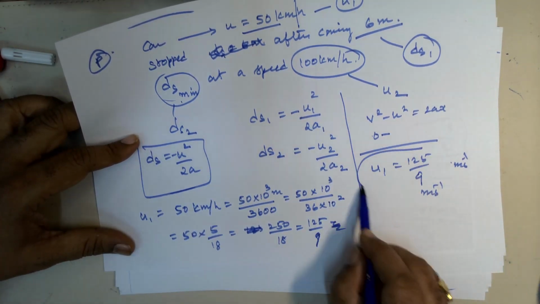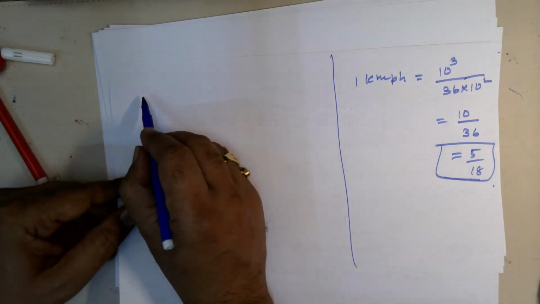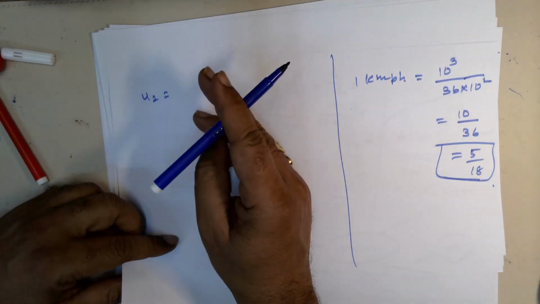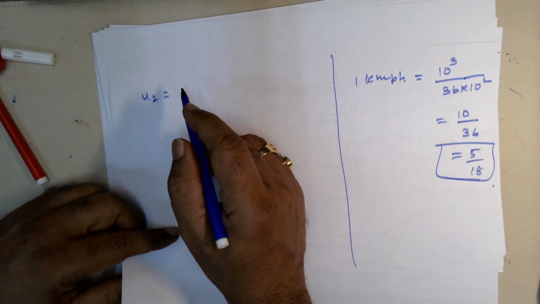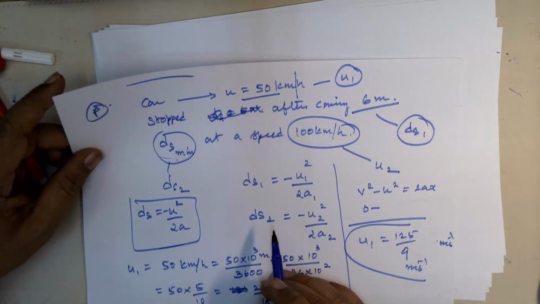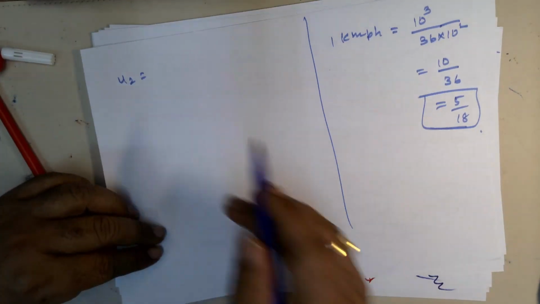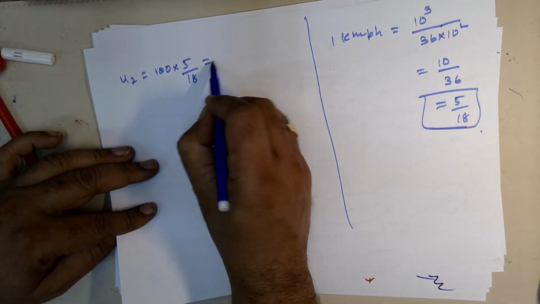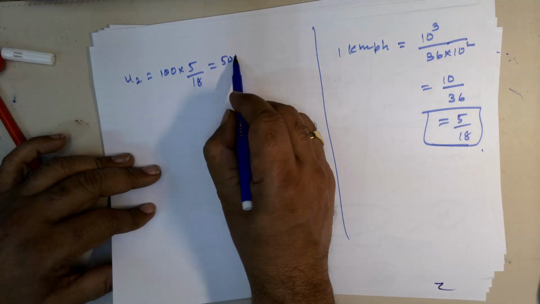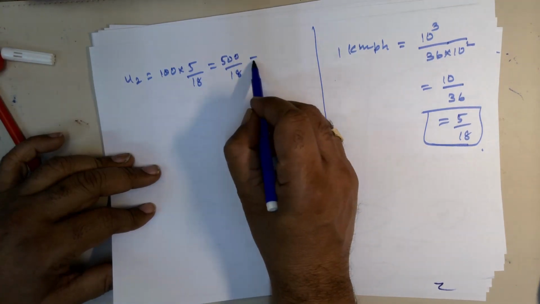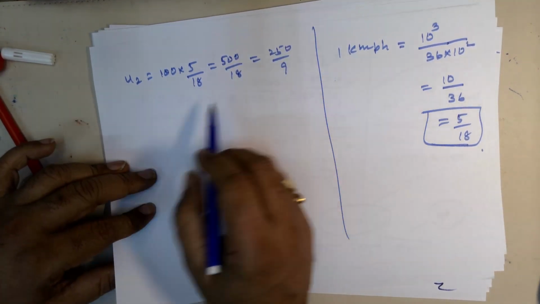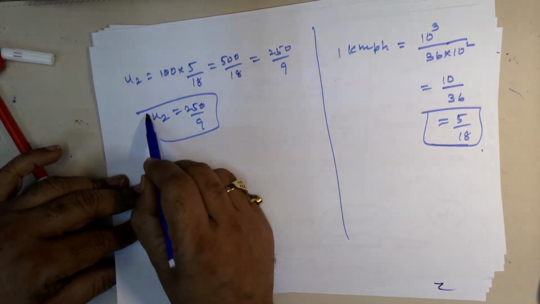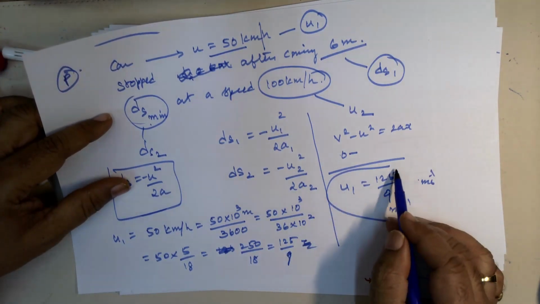So similarly, can you find out for U2? Find out quickly. What is U2? Second velocity. Second velocity is 100, is it not? 100 and then 5 by 18, right? So 500 by 18, that is 250 by 9. Right. So U2 is 250 by 9. Okay. U1 is this much.